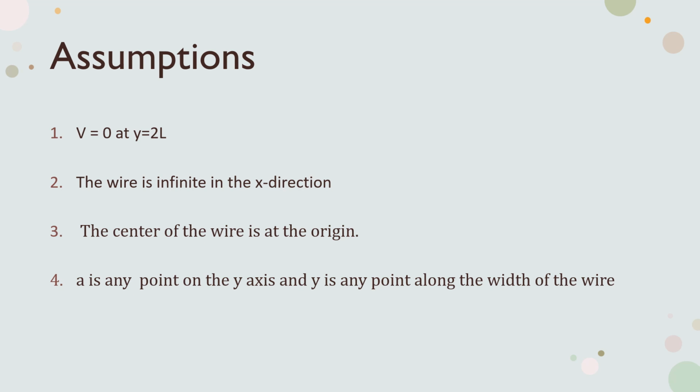The last assumption that we have is the variable a is any point on the y-axis, and the variable y is any point along the width of the wire. Having these two variables defined and having them separate for these two different distances is useful in setting up the integrals in our calculation section again.